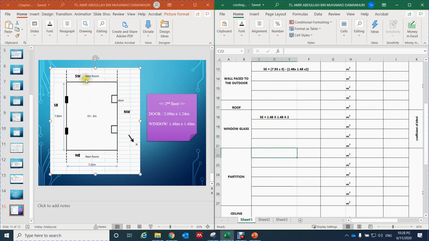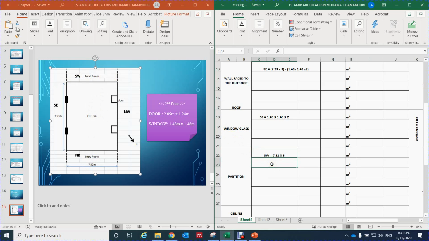The partition is, we have 1, 2, 3. All of the wall or window or glass that are not facing the outdoor, we have to consider as a partition. So now we have one wall here, located in the southwest. Southwest is equal to 7.32 times 3 ceiling height. Here 7.32, so the dimension is 7.32 times ceiling height of 3 meter.